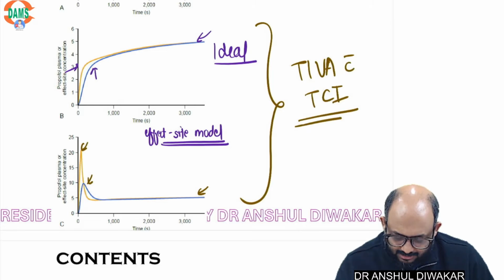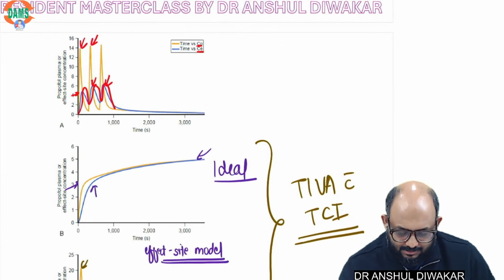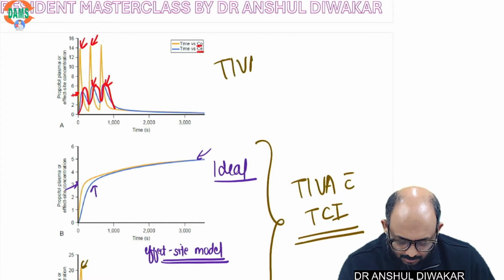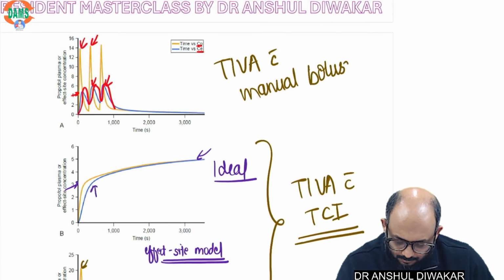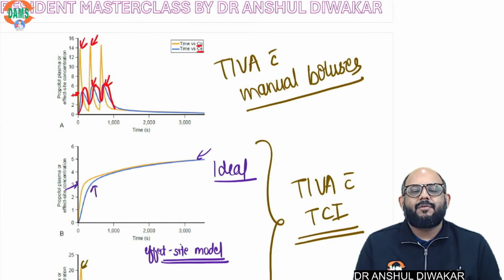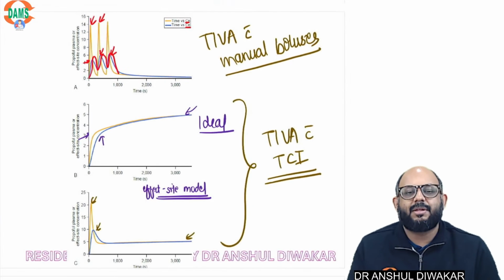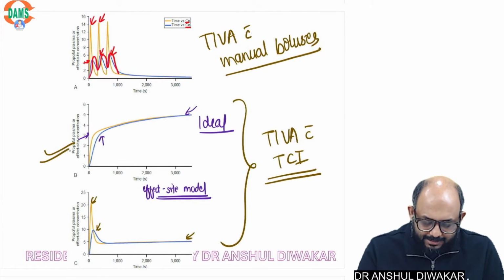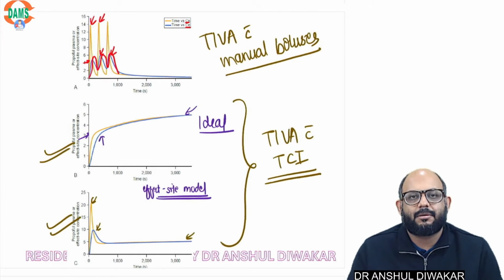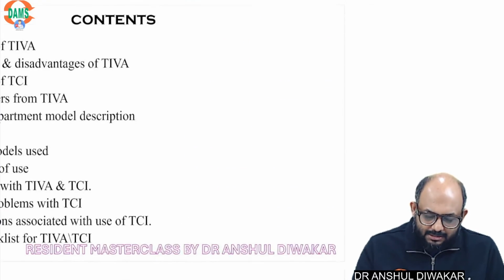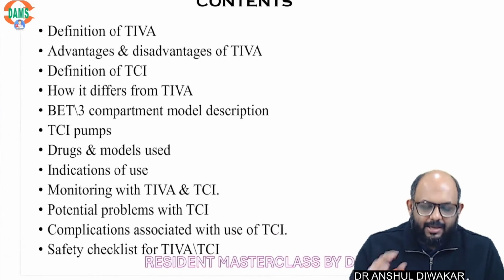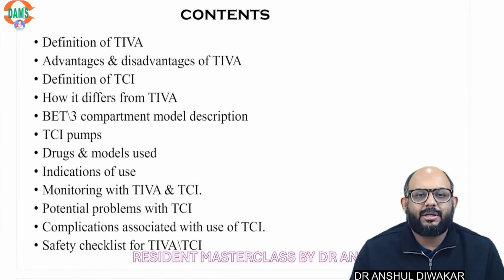Where you are using an infusion system, and this is your TIVA with manual boluses. This is your TIVA with manual boluses. So try to understand the difference between the two. This is much better, isn't it? This is much better.